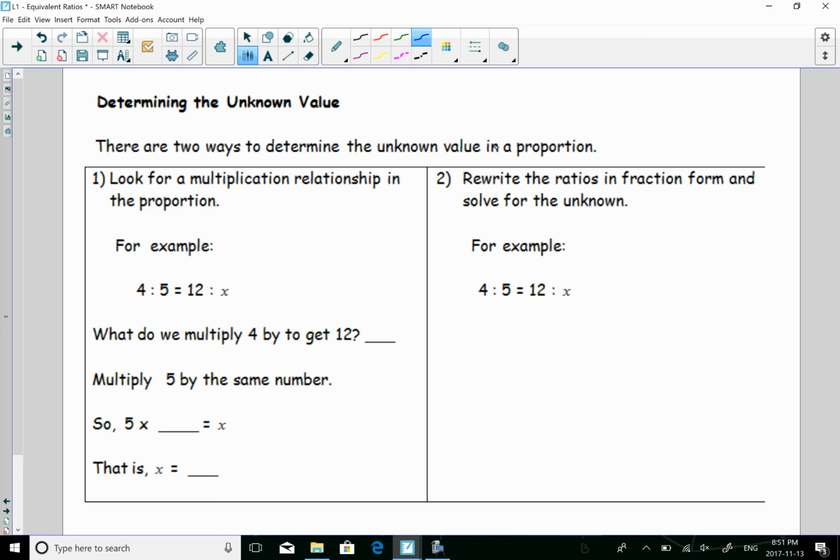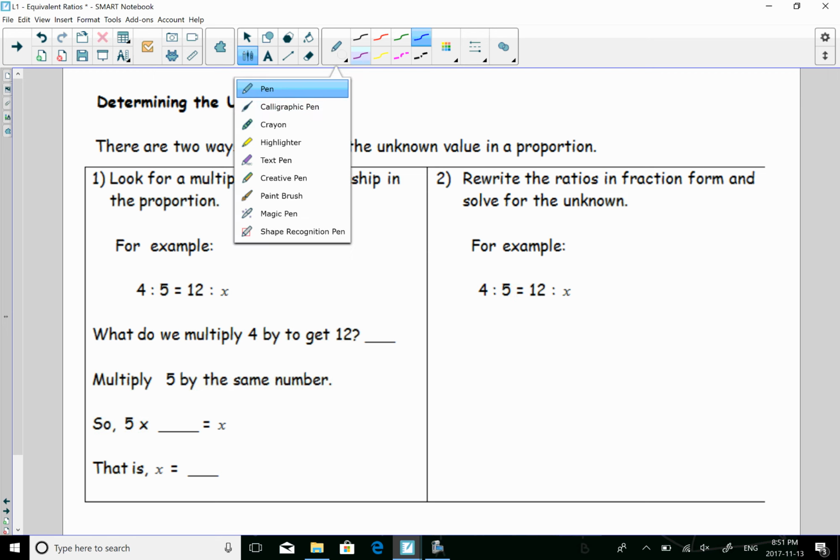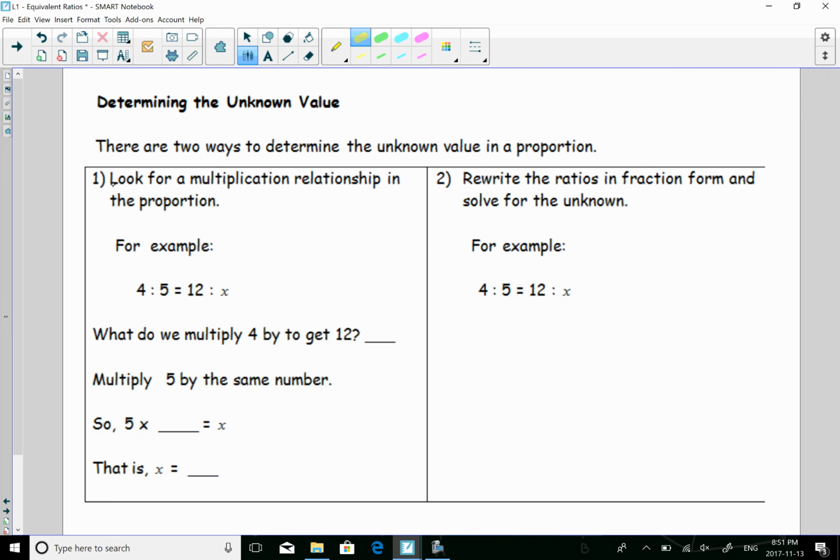There are two ways to determine the unknown value in a proportion. One, which isn't always a preferred method because not all numbers will work, is to look for a multiplication relationship. For example, if I look here, 4 to 12. What did I multiply 4 by to get 12? Well, I multiplied it by 3. So then I would have to multiply 5 by 3 to get x. 5 times 3 is 15. This method will not always work because sometimes you won't be able to see the number, or sometimes it's a decimal answer. It won't be as obvious.